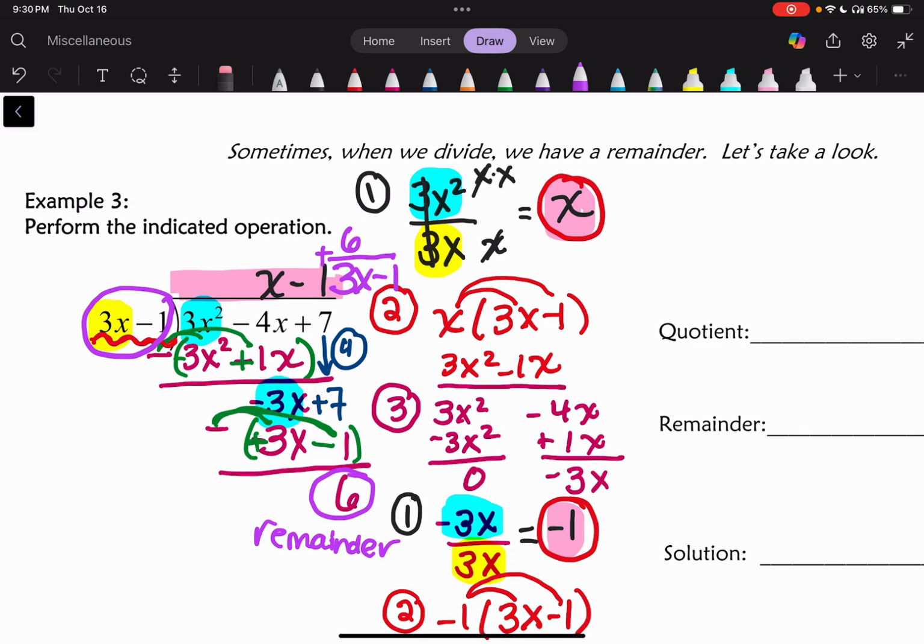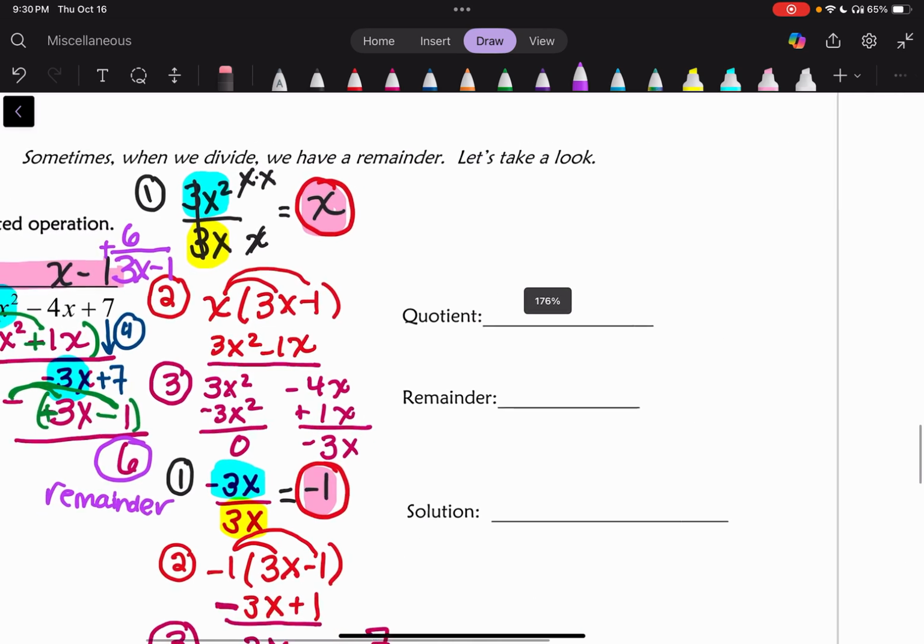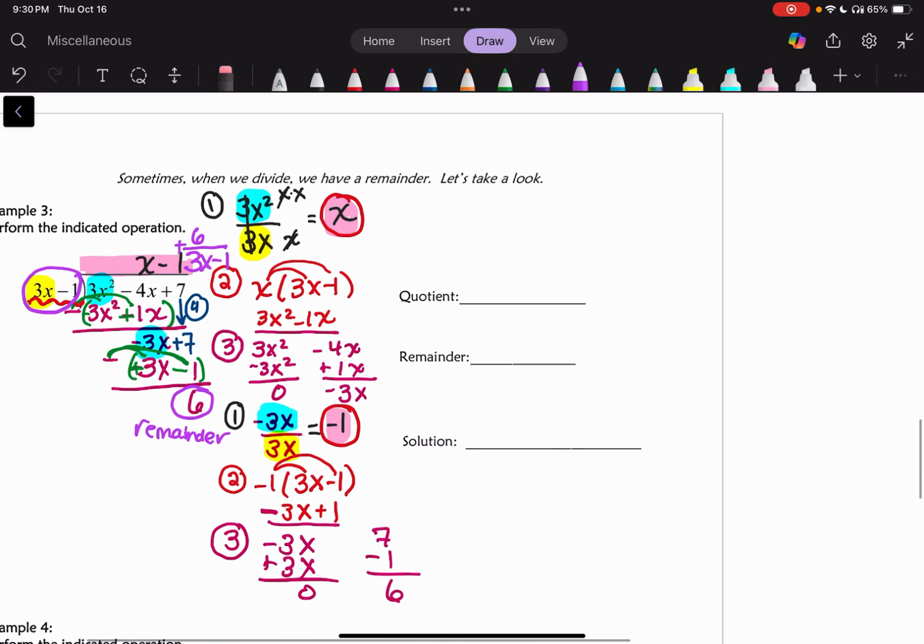So if you're wondering, how do I write this? Well, if you look over here, we broke it down for you. Your quotient is what is highlighted in pink, so that's going to be your x minus 1. Your remainder, we just said, is 6. Your solution, how I want you to give me the answer, is going to be written like this. You're going to give me that x minus 1, and you're going to write your remainder with it.